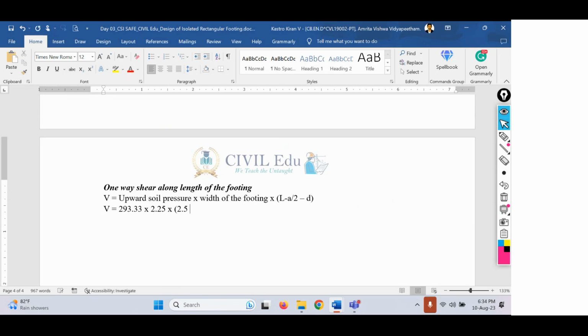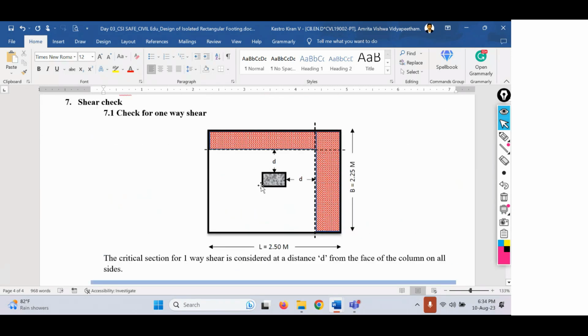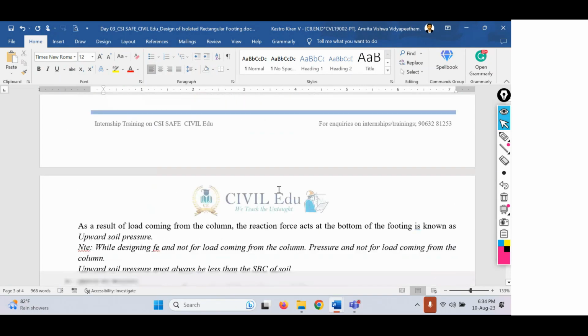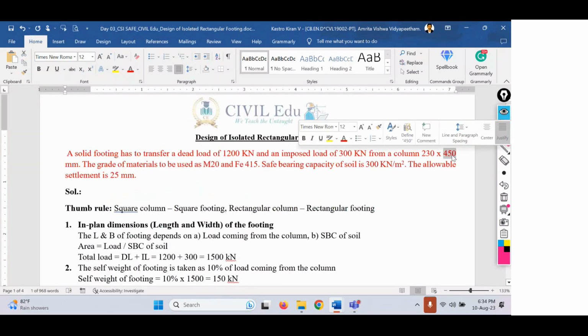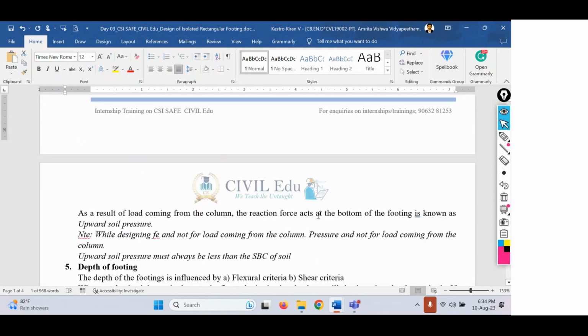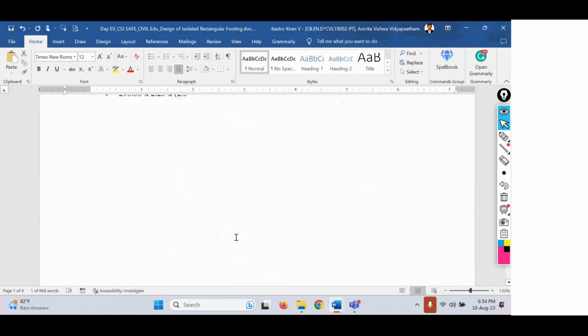That is length minus A. What is A? A is the longer length of the column, this line. So what is the length of the column? The longer distance is 450 mm. The shorter distance, that is the B value, is 230 mm, and the longer distance, that is the A value, is 450 mm. So therefore, A equals 450 mm.